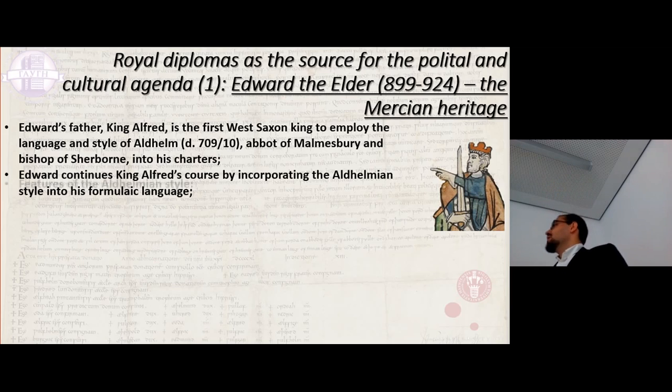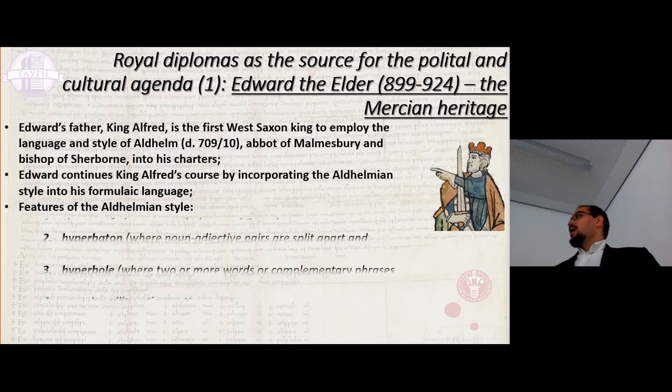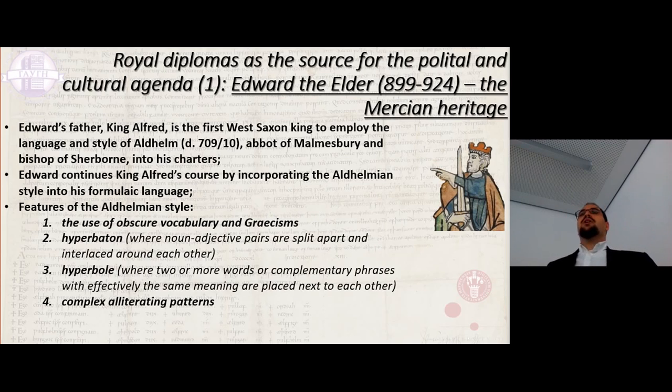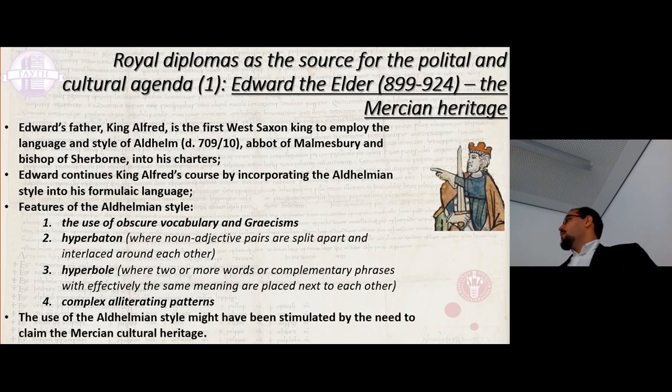Next one, please. And again, I'm not going to read the list. You can look at it yourselves. I'll just point out that this style is very formulaic, but at the same time very difficult and very flamboyant. I dare say it's very hard to read. Next one, please. It is supposed that Edward and his father were using the style to claim the Mercian heritage, since they annexed Mercia to their kingdoms, they secured it from the Danes.